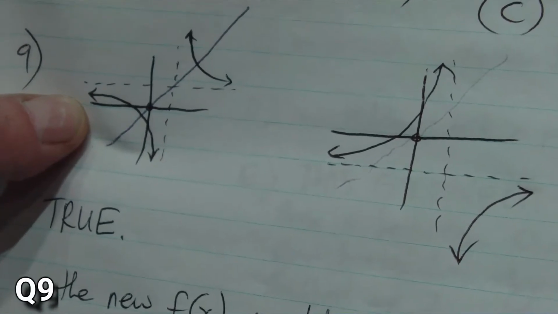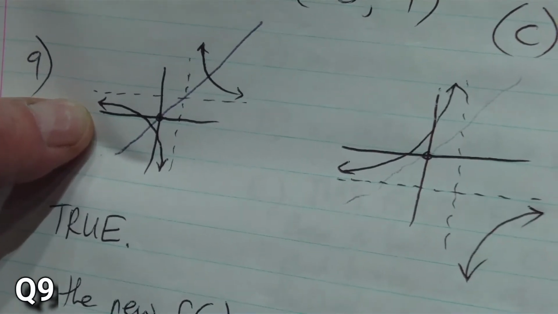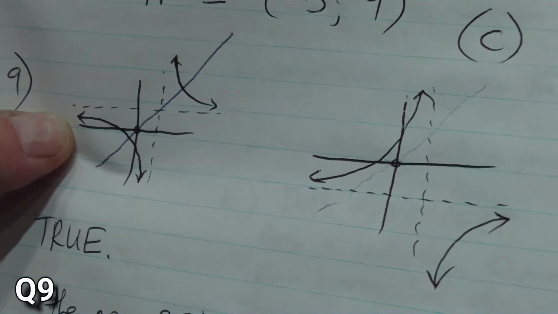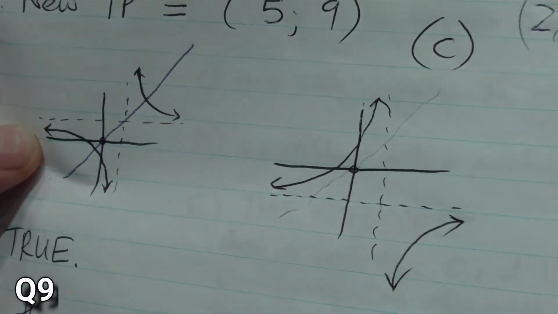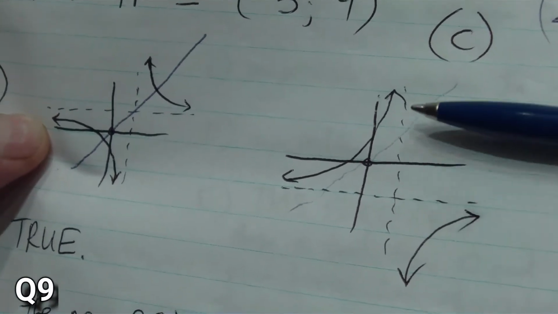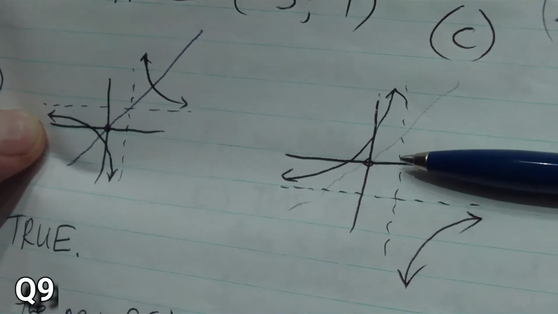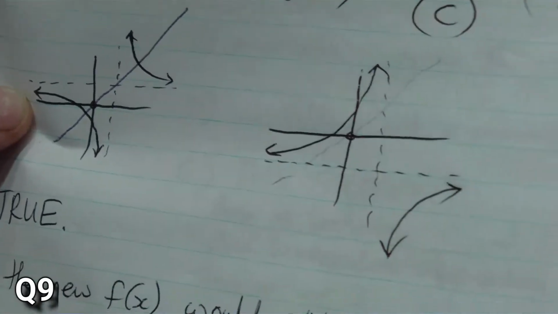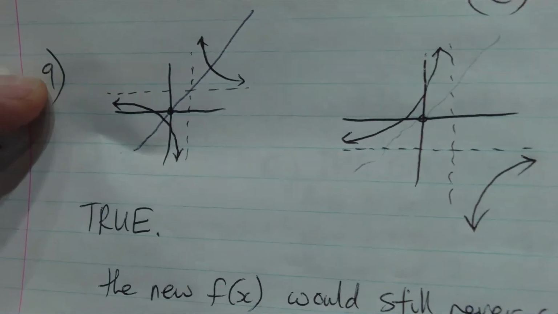So basically you can see that if this reflects over the x-axis, the domain is not going to change at all, because it's still going to the left forever, it's still going to the right forever, and the only x value that the hyperbola doesn't touch is this x equals 4. You see, it's the same for both. So the answer to that question was true.